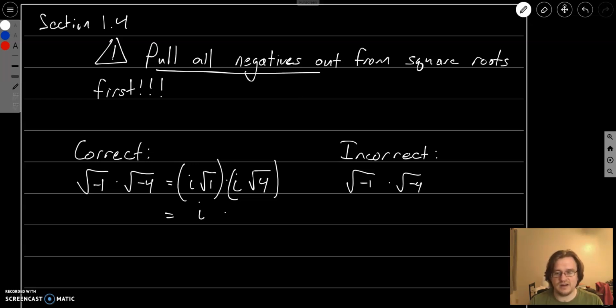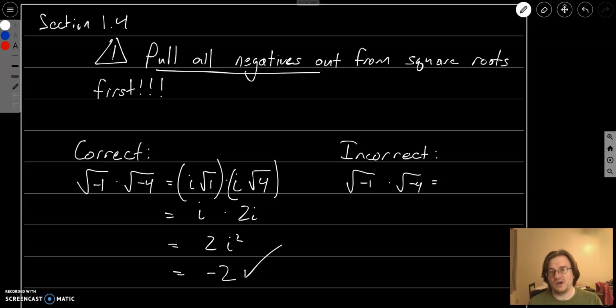So i times 1 is just i times this guy over here, i times the square root of 4. The square root of 4 is 2. So this is going to be 2 times i. And again, simplifying, this will be 2 times i squared. But i squared is -1, and 2 times -1 is -2. This is the correct answer.